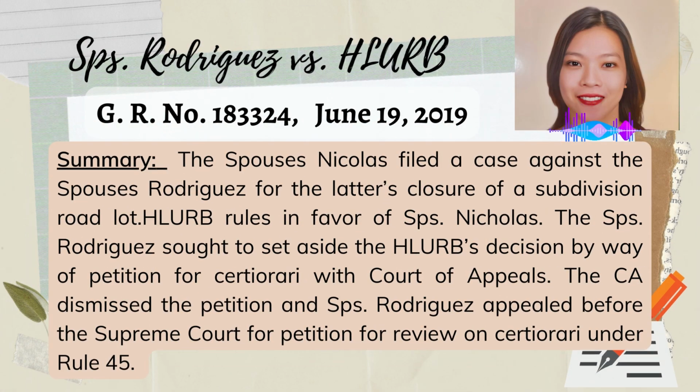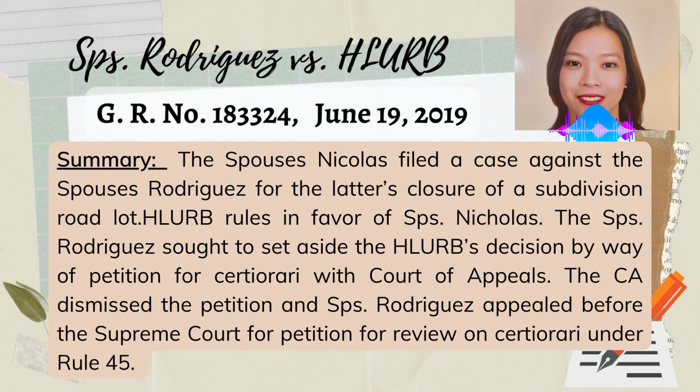As an example of Section 12 of Rule 71, we'll discuss briefly the case of Spouses Rodriguez versus HLURB. For the summary of the case, the spouses Nicolas filed a case against the spouses Rodriguez for the latter's closure of a subdivision road lot. HLURB ruled in favor of spouses Nicolas. The spouses Rodriguez sought to set aside the HLURB's decision by way of petition for certiorari with the Court of Appeals. The CA dismissed the petition and spouses Rodriguez appealed before the Supreme Court by petition for review on certiorari under Rule 45.